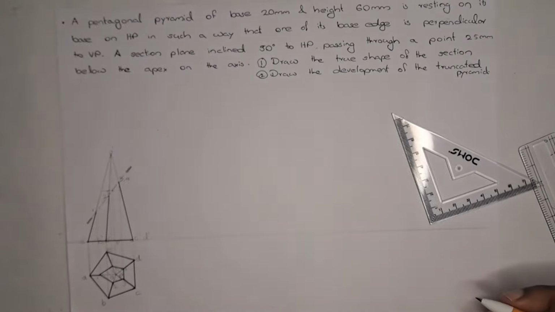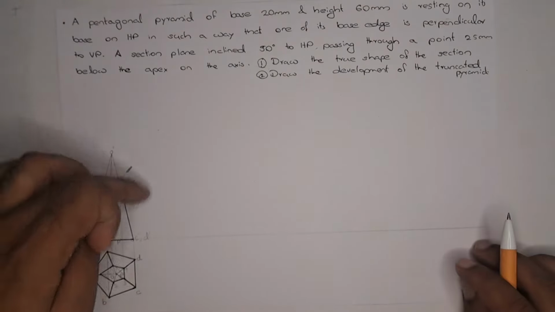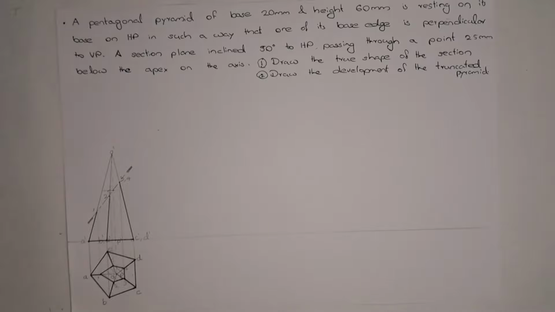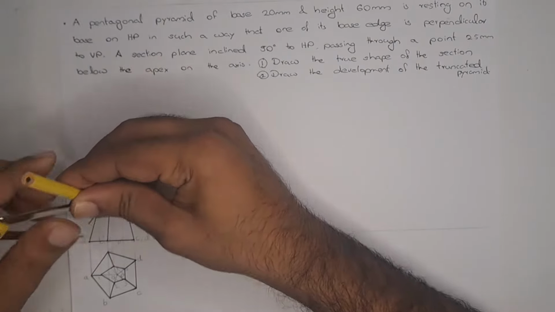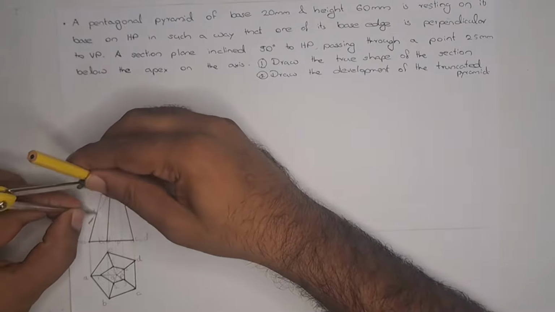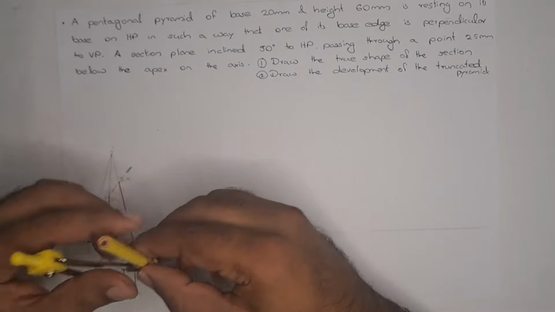So we mark the hatching lines using thin lines at 45-degree inclination. So the front view and top view of the section is over. Now we have to draw the true shape of the section. For that we need to take the distance of the section. You can mark the section here.